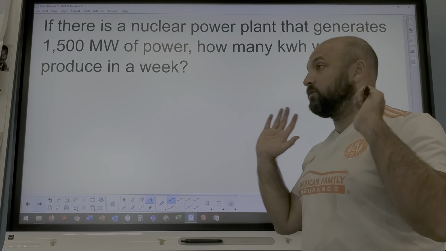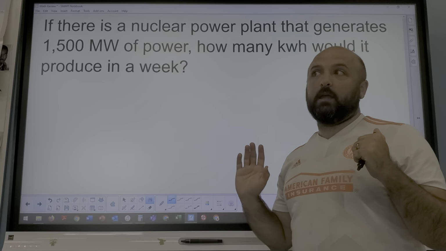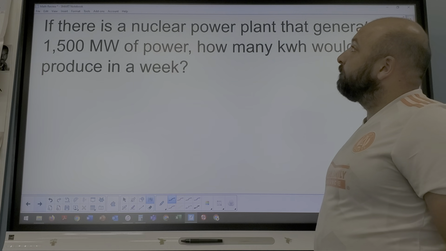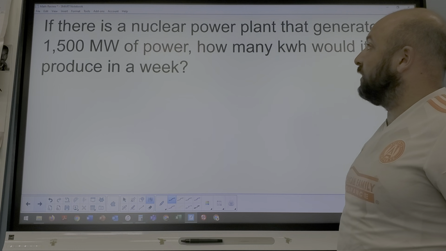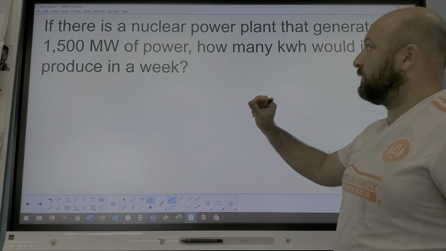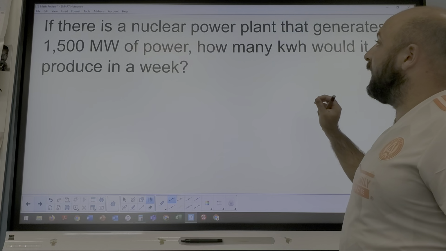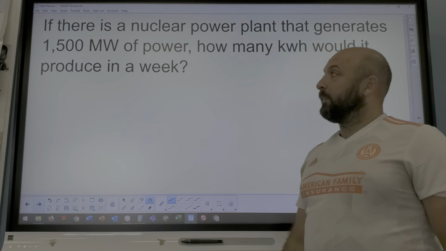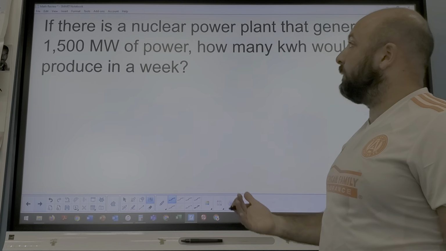This is an actual AP class level dimensional analysis problem, pulled from the AP website. So check it out. If there's a nuclear power plant that generates 1,500 megawatts of power, how many kilowatt hours would it produce in a week? So that's a lot. Let's take a look at what we have.